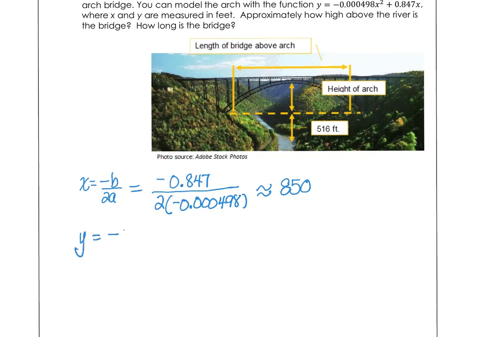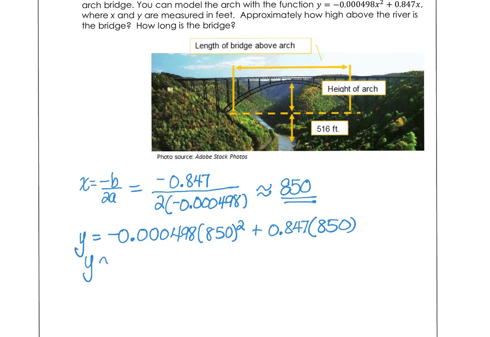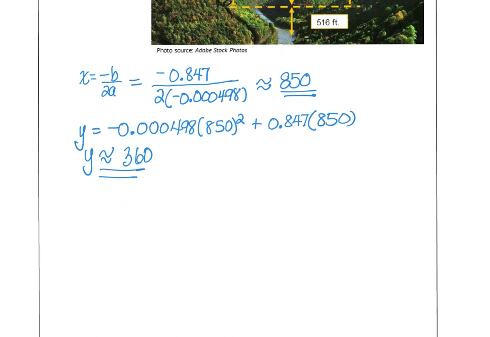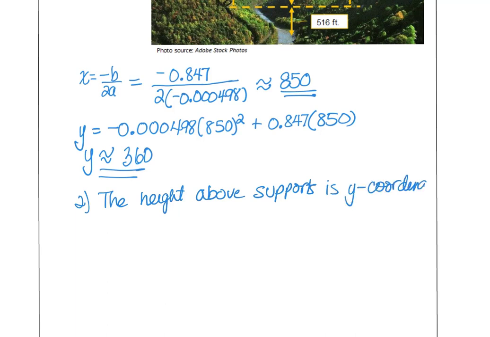So y is evaluating into our equation 0.000498 times 850 squared plus 0.847 times our x value, which is 850. So being careful on your calculator, my result is 360. So putting that answer into words, we know the height above the supports is the y-coordinate of the vertex, which is about 360 feet.